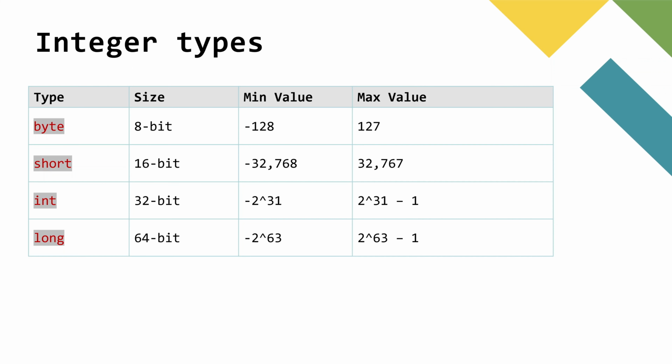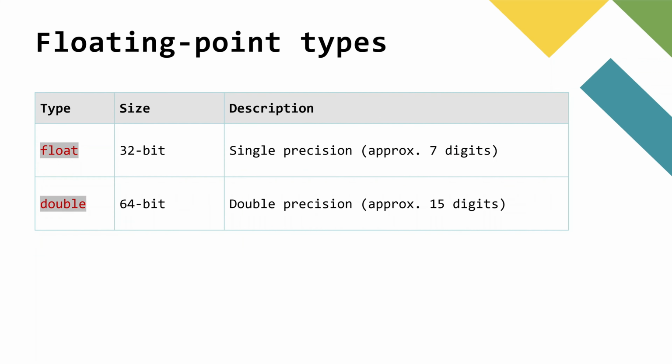Next, floating point types are used to store numbers with decimal points, like 3.14 or -0.1. There are 2 types, float and double. Float is a 32-bit type that offers about 7 digits of precision. It's good for saving memory when you don't need very high accuracy. However, since it's less precise, small errors may appear in calculations.